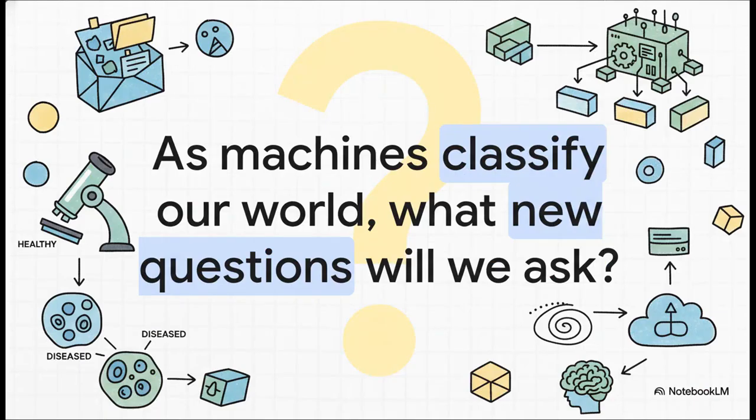And that kind of leaves us with a final thought to chew on. We've already gone from sorting emails to helping diagnose deadly diseases. So as this technology gets even smarter and more accurate, what are the next big sorting problems we're going to throw at it? What new questions will we ask our machines to answer for us?